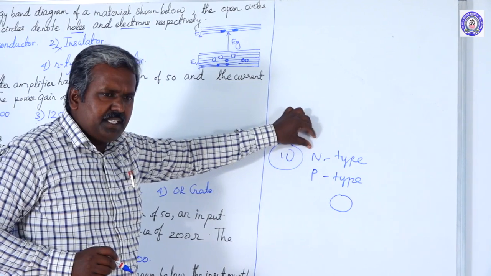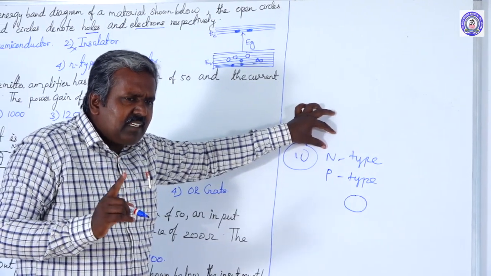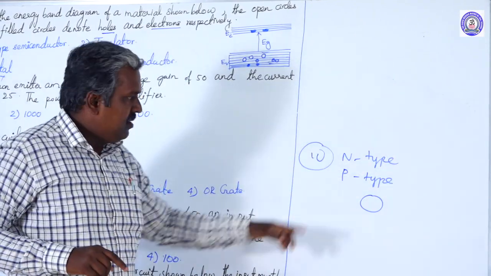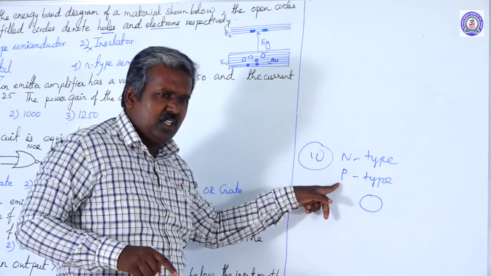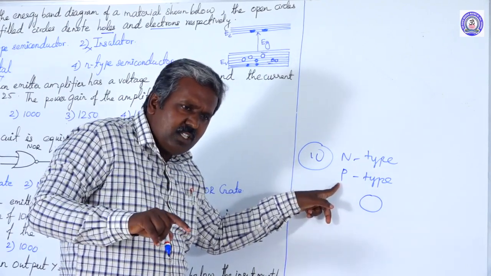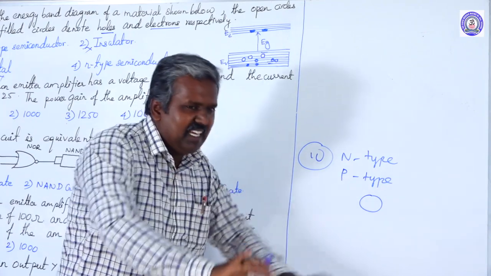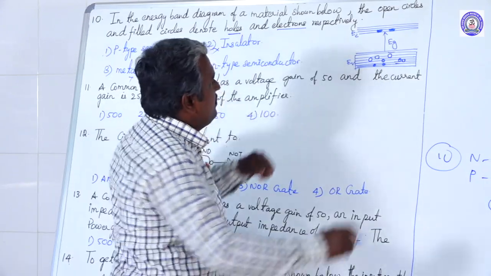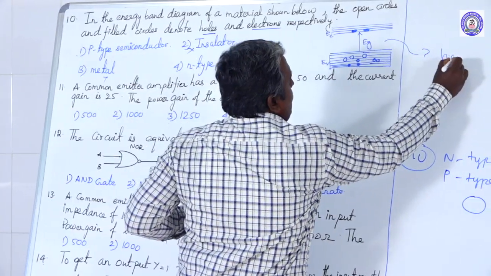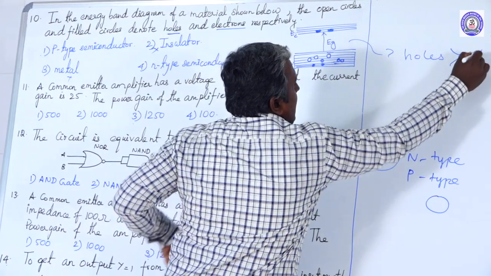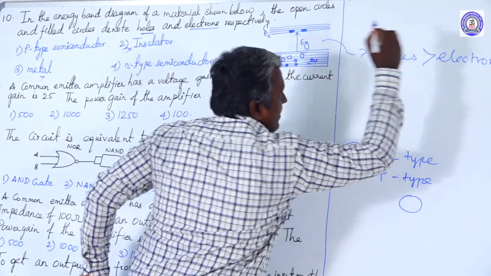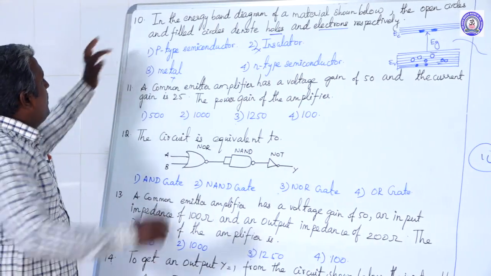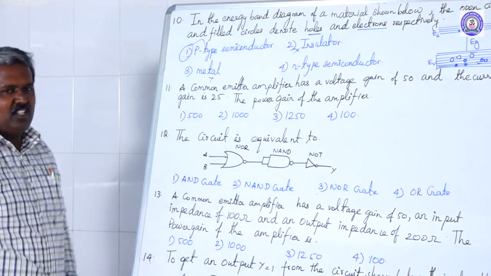So in N-type semiconductor, free electrons act as majority charge carriers, and holes are minority charge carriers. In P-type semiconductor, holes are majority charge carriers and electrons are minority charge carriers. Therefore, in this diagram, holes are greater than electrons. So which type? P-type semiconductor. That's all. Clear? Okay.